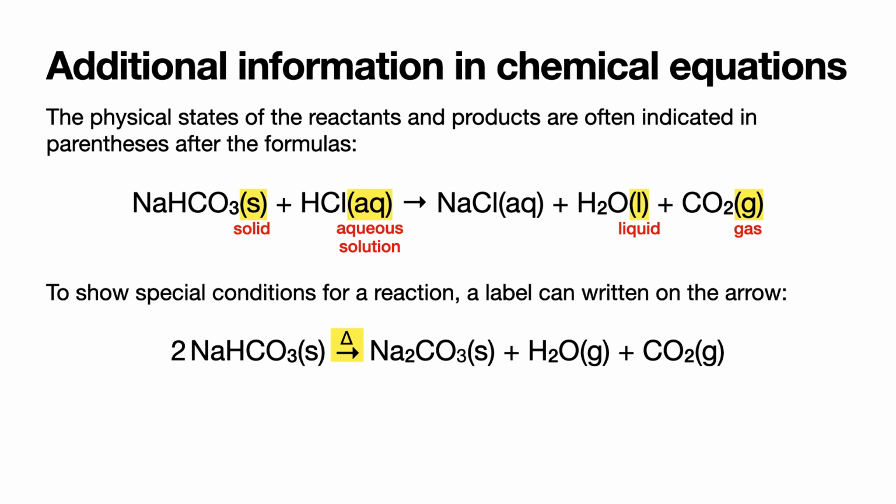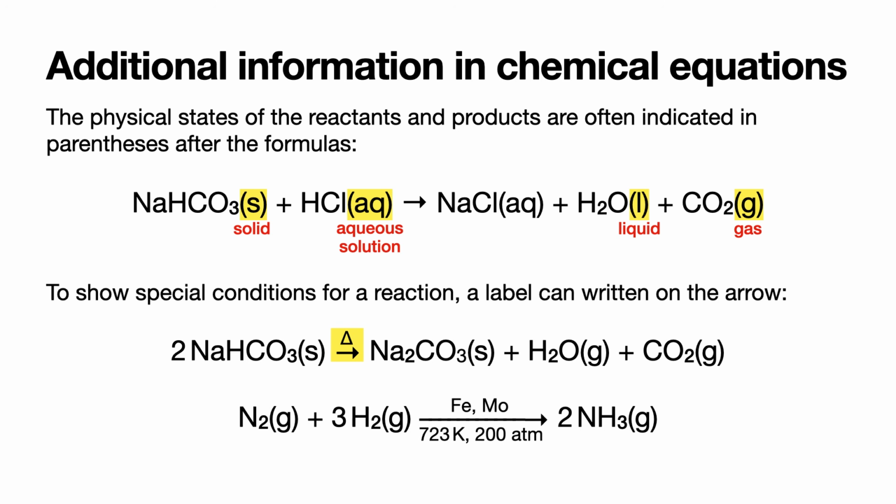Another example of extra information that you can write on a reaction arrow is the reaction for the Haber process, where nitrogen gas combines with hydrogen gas in the presence of a catalyst and a high temperature and pressure to form ammonia. If we wanted to emphasize the conditions for this reaction, the catalyst, in this case a mixture of iron and molybdenum, the high temperature, 723 kelvins, high pressure, 200 atmospheres, we could write those on the reaction arrow. And that's just another example of extra information that can be written into a chemical equation.